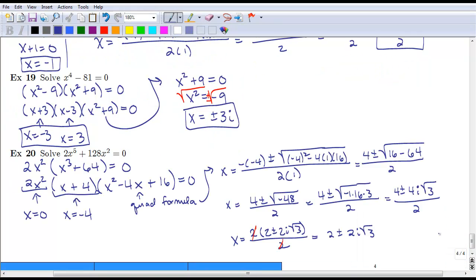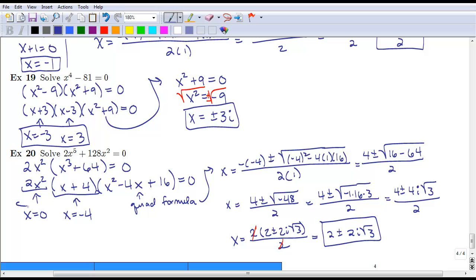So for this one, first you would factor out a 2x squared, and that would leave you with a cubic equation, x cubed plus 64, which you could then factor to be x plus 4, x squared minus 4x plus 16. We know that the 2x squared is going to give us a value of x equals 0 if you set it equal to 0. The x plus 4 is going to give us x is equal to -4, and then that third part is going to give us something that we need to use the quadratic formula for. So when you go through all of the quadratic formula, you should end up with a final answer of 2 plus or minus 2i root 3.